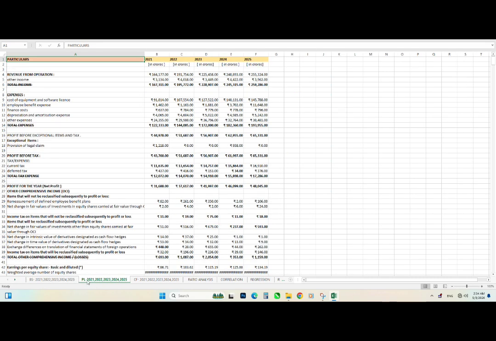This sheet shows the profit and loss statement. It includes revenue, operating profit, and net profit. From this data, we can evaluate how efficiently the company is generating profit and managing its expenses. A stable or increasing profit margin reflects good operational efficiency, while fluctuation may indicate cost or revenue issues.